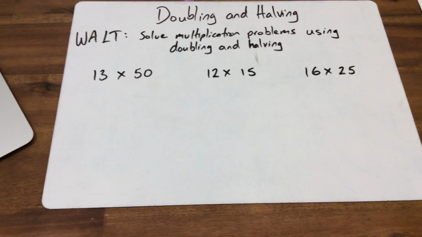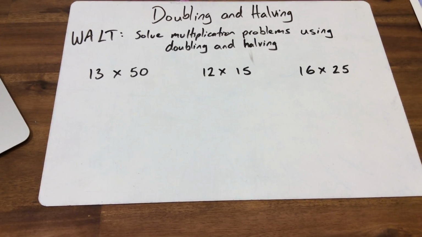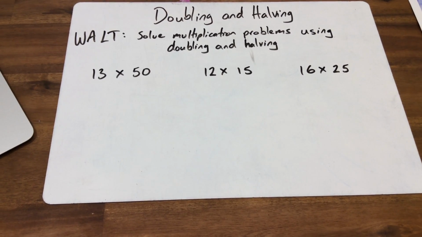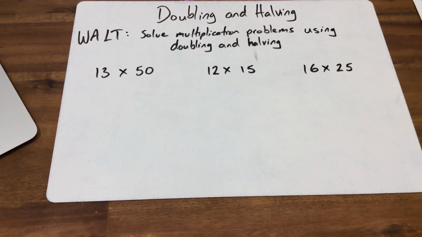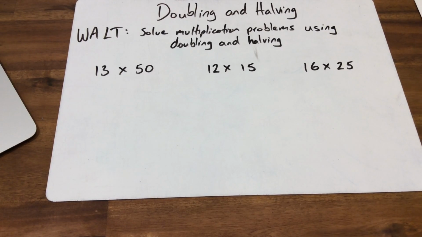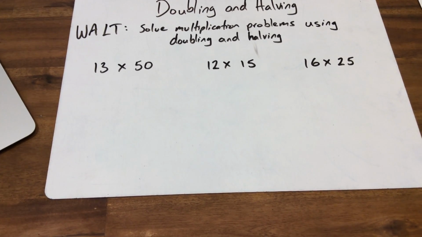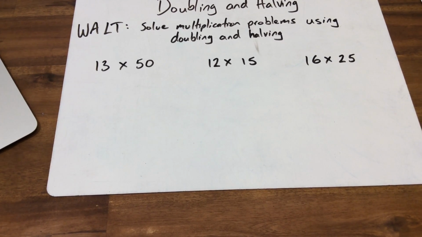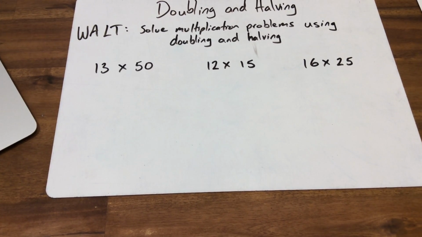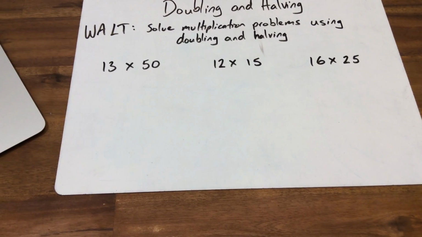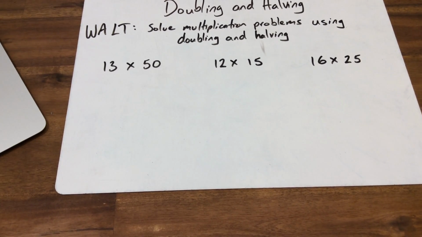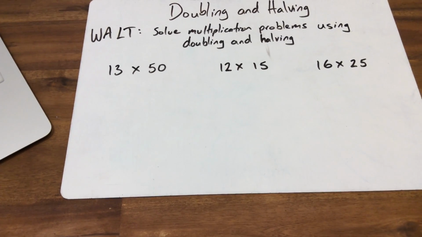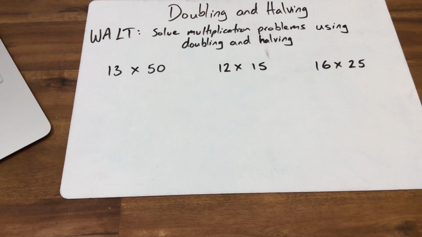Okay, so I've got three examples here that we're going to look at. Doubling and halving is a simple strategy. It makes these difficult equations a little bit simpler, because what we do to one side of the equation, we have to do something to the other to even it out. So that's why we double one side and halve the other side. And we can flip it around: we can halve one side and double the other side.